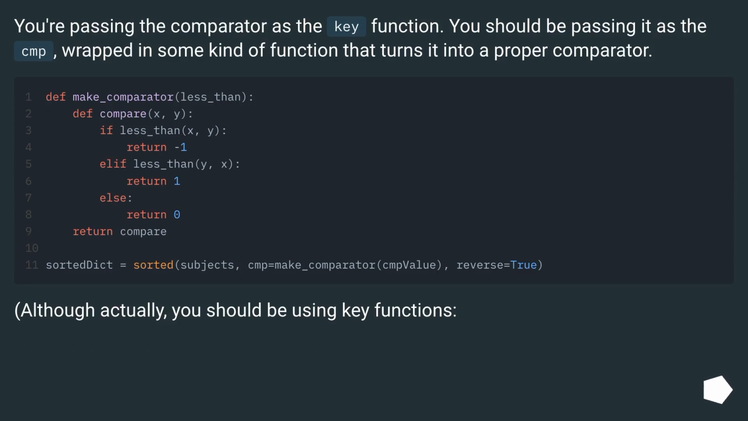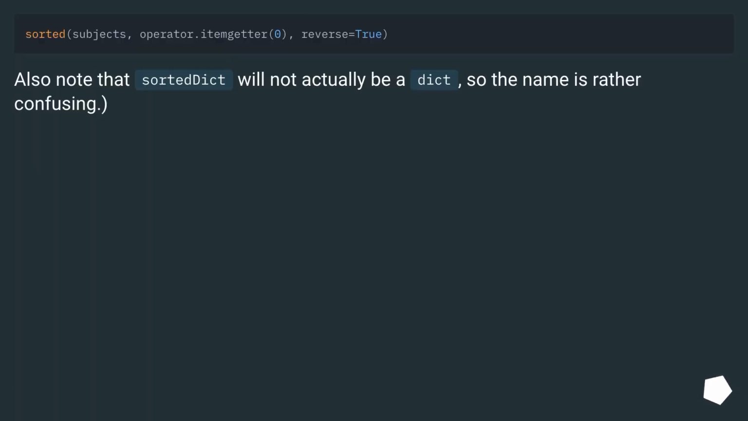You're passing the comparator as the key function. You should be passing it as the cmp, wrapped in some kind of function that turns it into a proper comparator. Although actually, you should be using key functions. Also note that sorted dict will not actually be a dict, so the name is rather confusing.